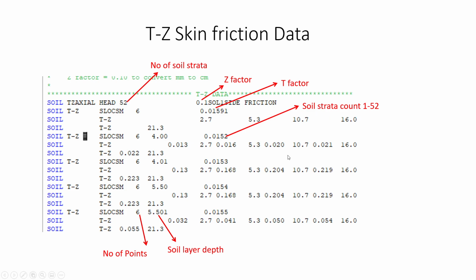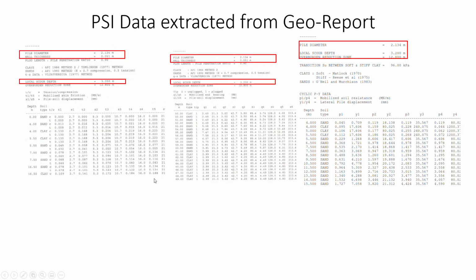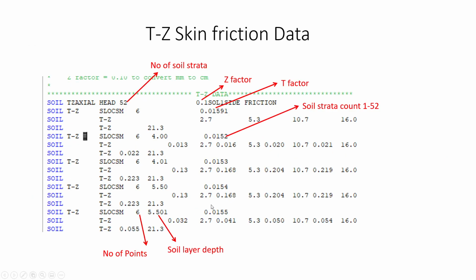Then soil strata count, see the soil strata is up to 6.5. Again the depth will be varying up to some 200 meter, but we need not type up to 200 meter, we can stop where we want. If you look at the pile capacity curve, where you want that length, there you can terminate. No need to type all up to 200 meter depth, you can terminate at 100 meter, 150 meter, whatever the required depth you want.